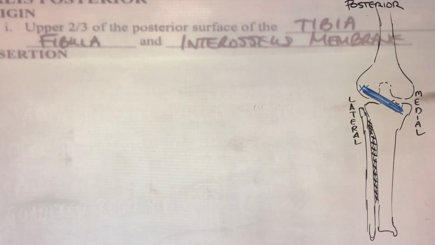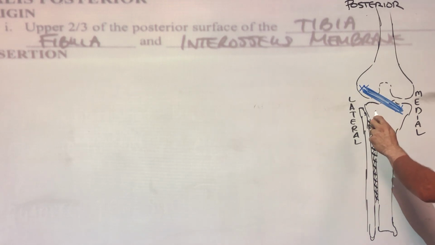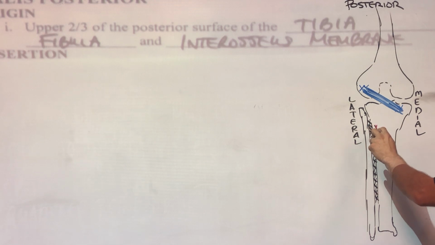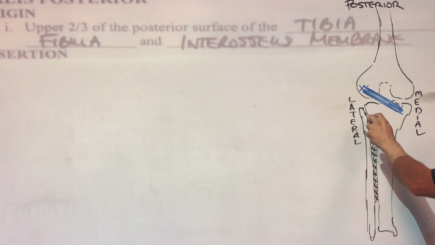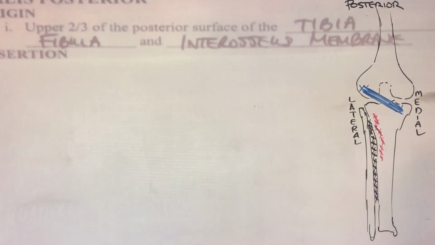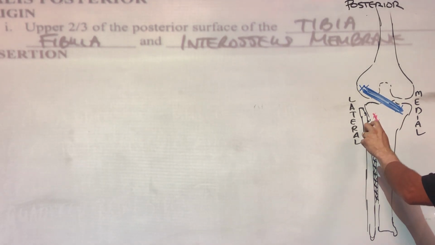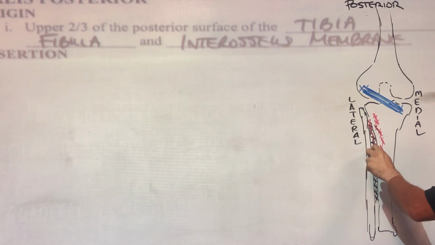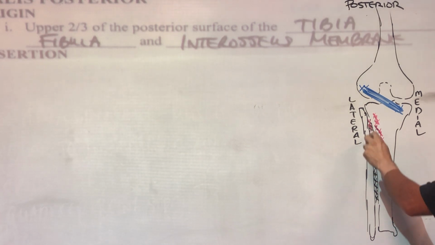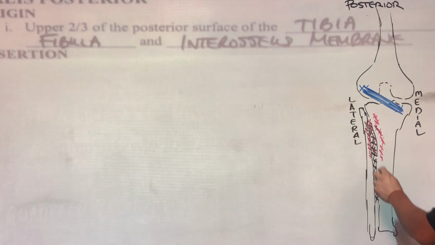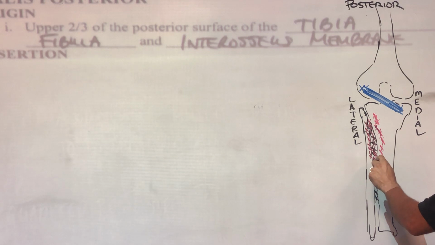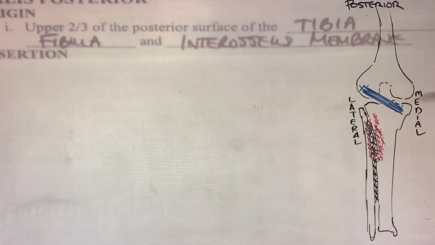It's going to be the upper two-thirds posterior surface of the tibia. It's also going to attach here on the interosseous membrane. And it's also going to attach on the upper two-thirds of the fibula. So it's going to look something like that on the origin.